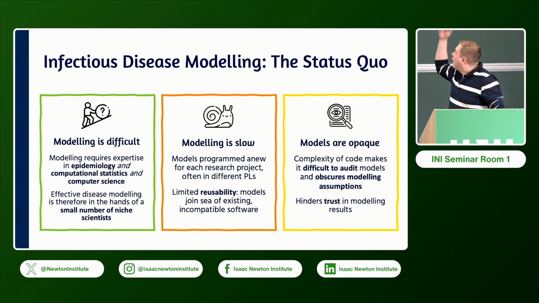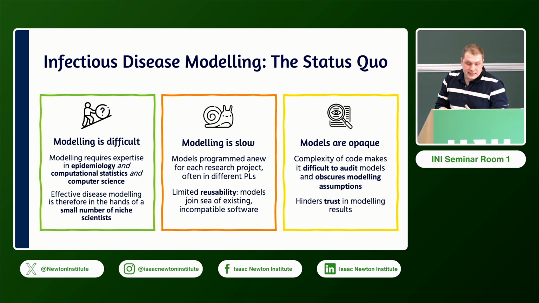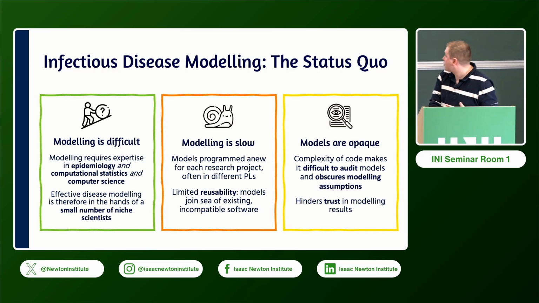And finally, a lot of models are opaque, because what we've got is an intertwining of, say, forward simulation code with the actual model underneath. This makes it difficult to audit models, and it also obscures the modeling assumptions. So this can hinder trust in the results.